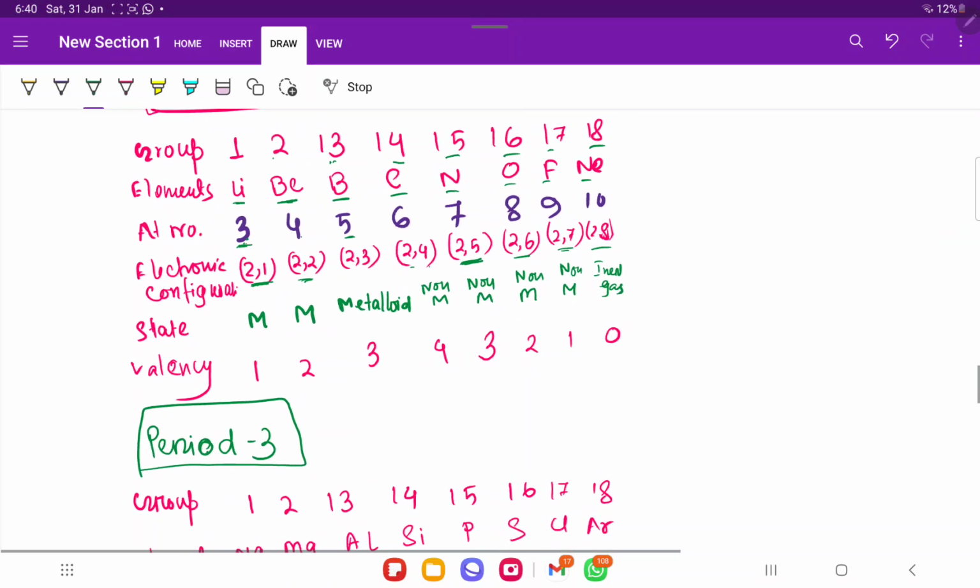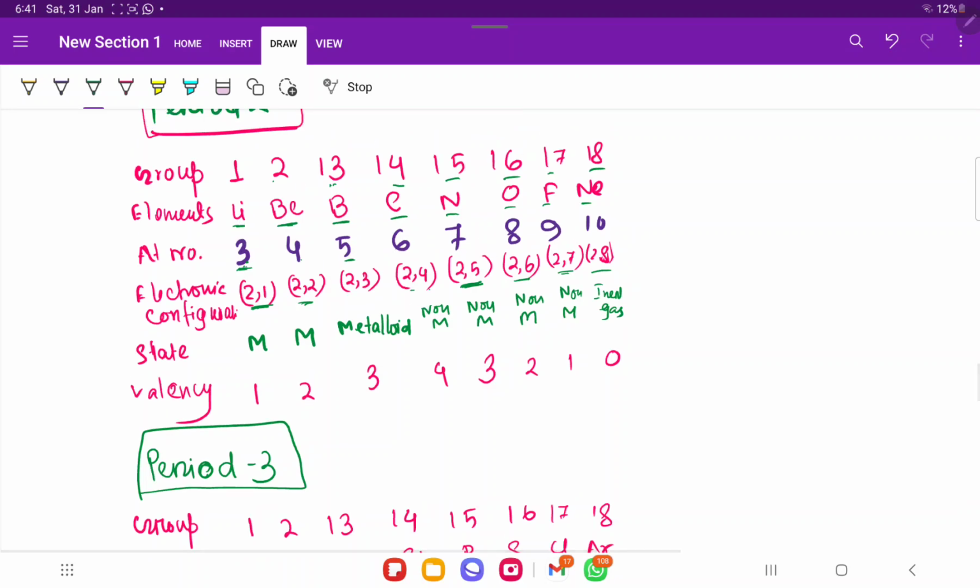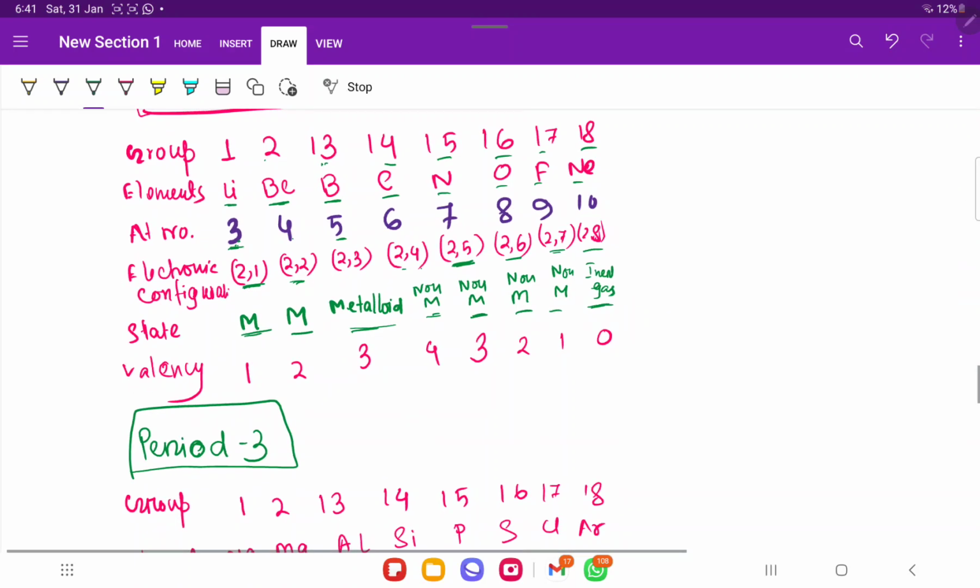Now if you see their nature, their state basically, you know that group 1 and group 2 are basically groups of metals. So in period 2, lithium and beryllium are metals. Then boron is a metalloid, and after that non-metal groups are present, like groups 14, 15, 16, 17 and 18. Here carbon is a non-metal, nitrogen non-metal, oxygen non-metal, fluorine non-metal, and neon is the inert gas, right?